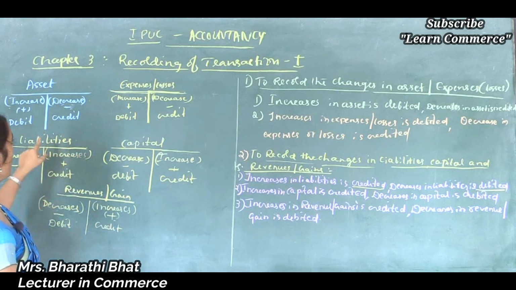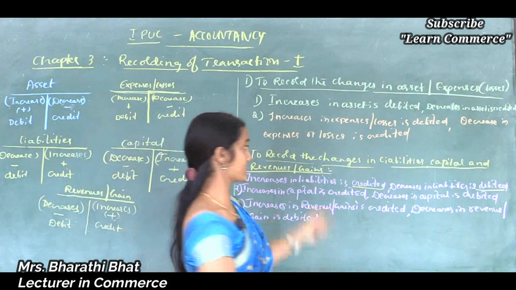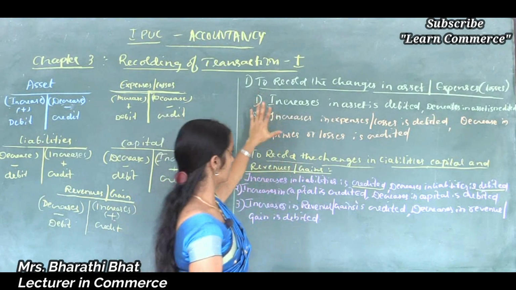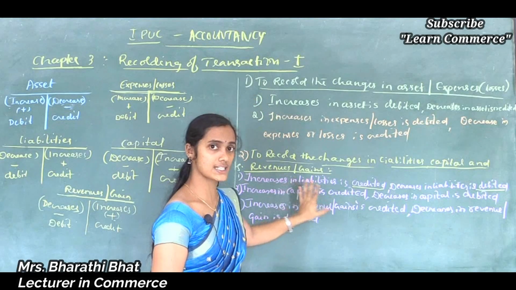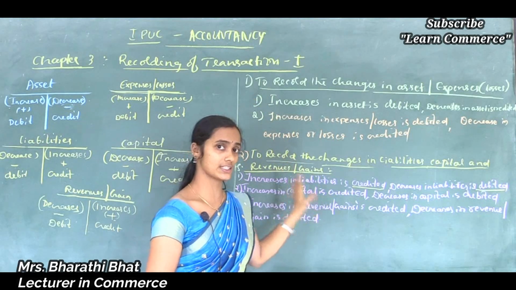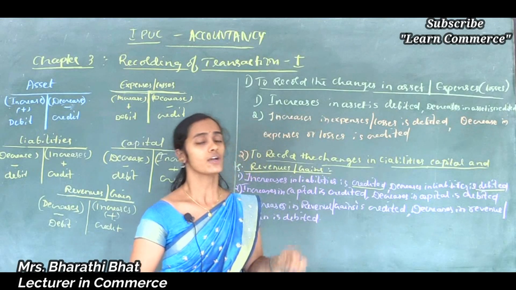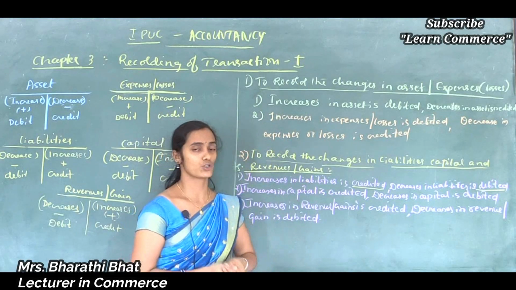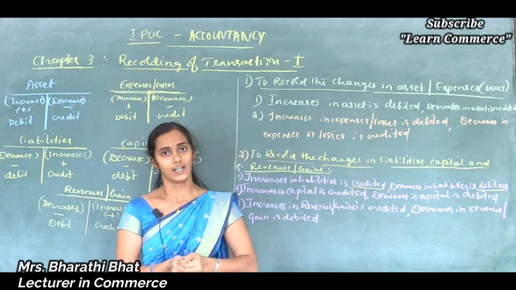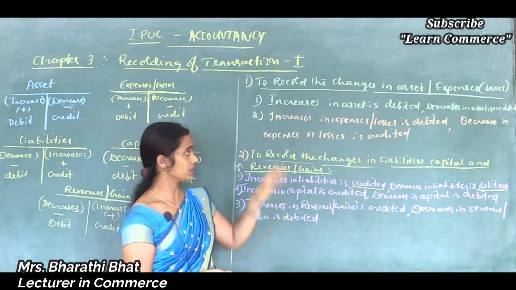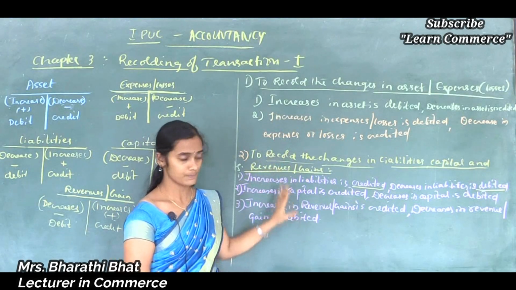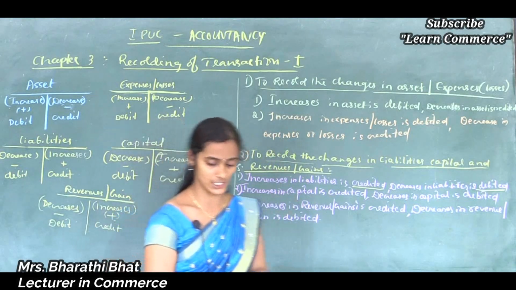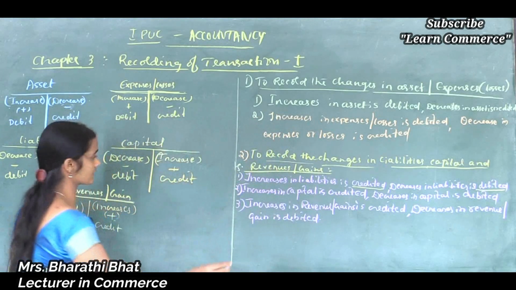So this is how we can apply the rule, means this is the main rule to pass the journal entries. Based on these rules we can pass the journal entries. For journal entry, journal is the first book, that is the original entry. For the first time we should record the transaction in the book called journal. So to pass the journal entries, to record the entries in the books of accounts, we need to understand these basic rules. Based on this application we can pass the journal entries.